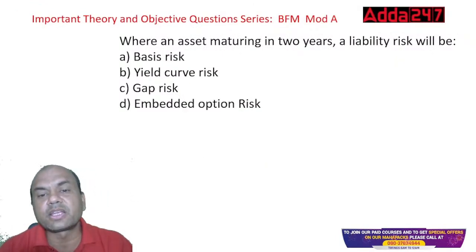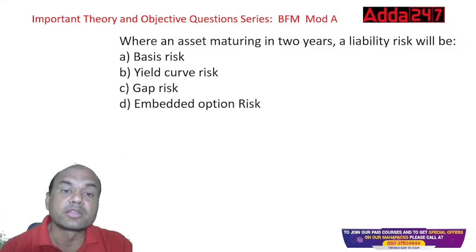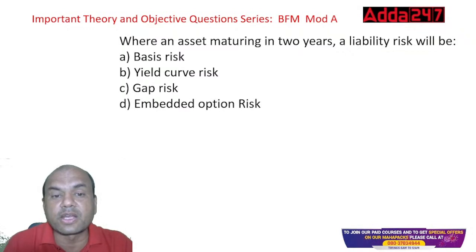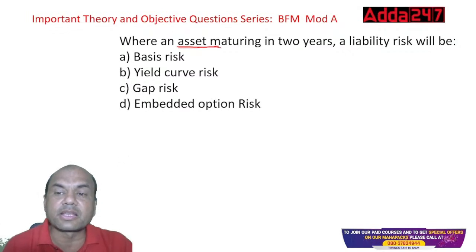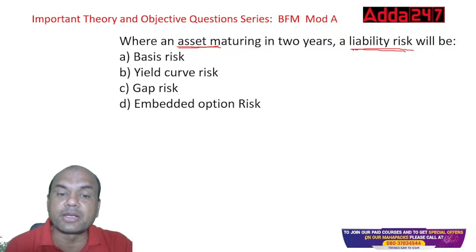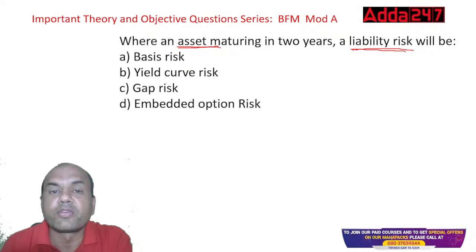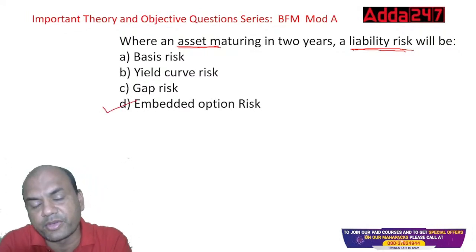When an asset is maturing in 2 years, what will the liability risk be? Suppose a loan is maturing in 2 years. 2 years means I have given a loan and that person will be paying me after 2 years. So what is the liability risk? Look at it from the depositor's angle: what risk will I face? Basis risk, yield curve risk, gap risk, embedded option risk. From the depositor side, I'll face the embedded option risk.